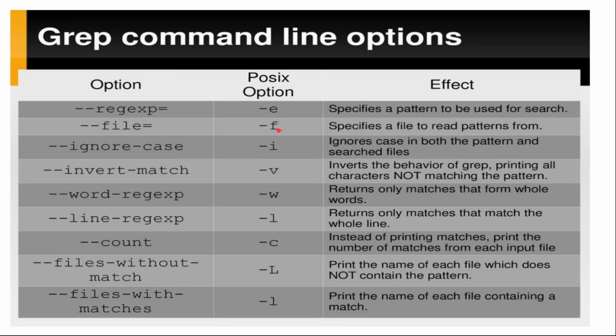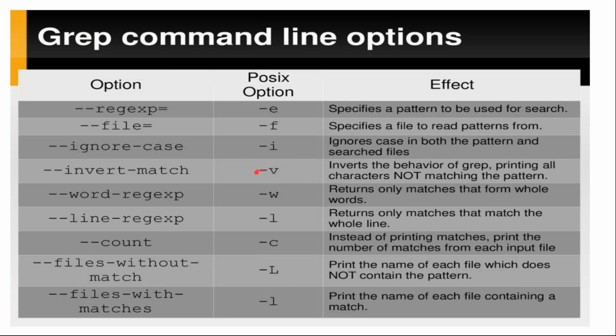For example, if you are using F, it will take a file to read the patterns from. If you're using the E option, that means a specific pattern to be searched, so you're mentioning the pattern. If you're sending a file, then you have to read the patterns from the file. If you're using any string or any part of a pattern to be searched, then you use the E option. I is to ignore case, whether case sensitive or not.